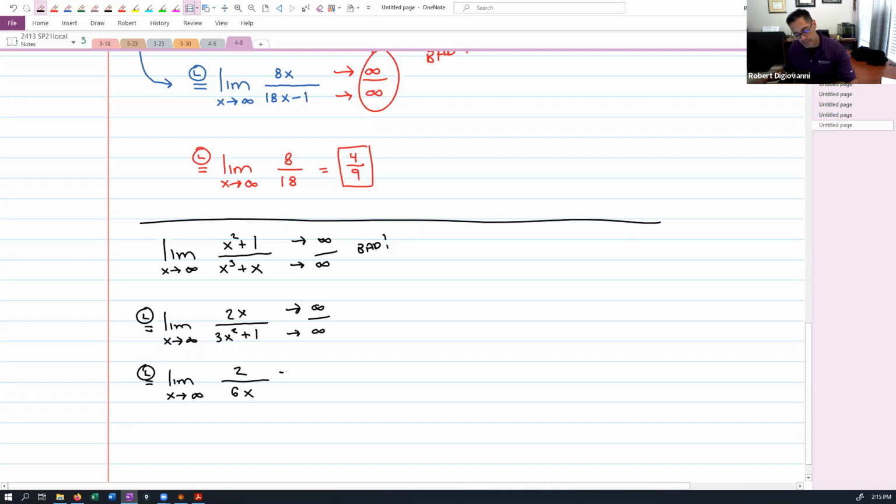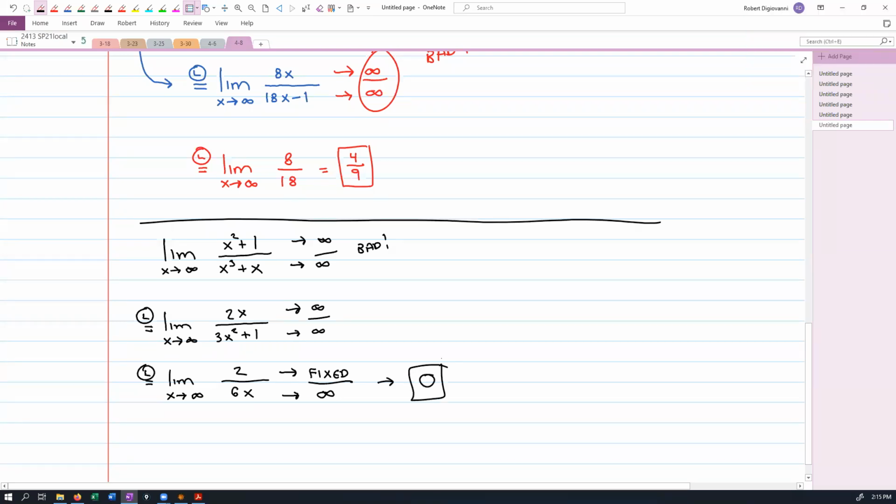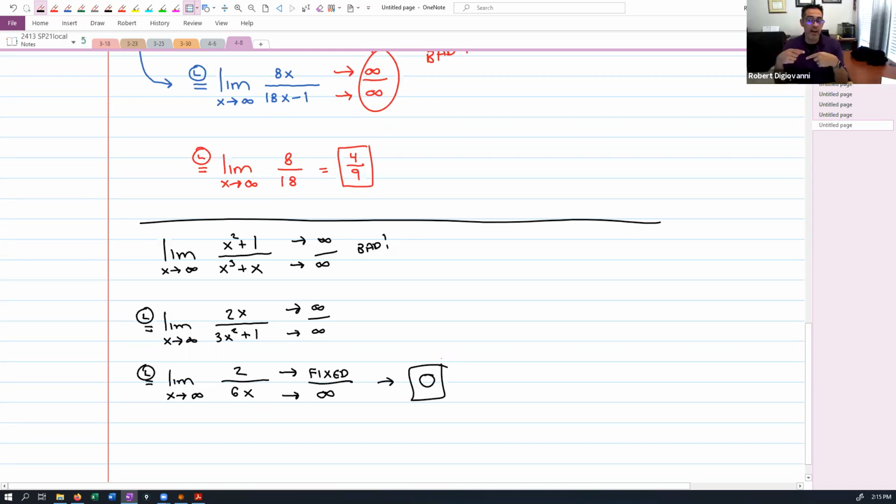Where's the top headed? Fixed number over infinity. Top is a fixed number. Bottom, infinity. What happens when you have a fixed number over infinity? Where does it go? It goes to 0.